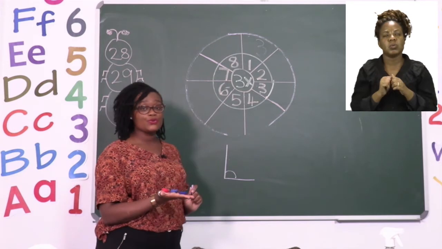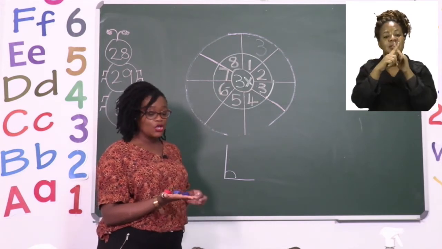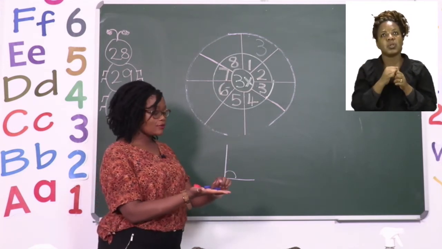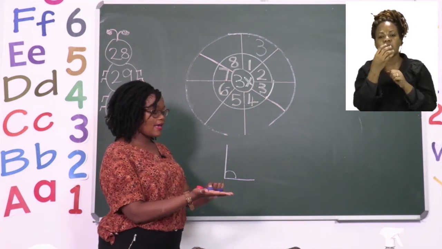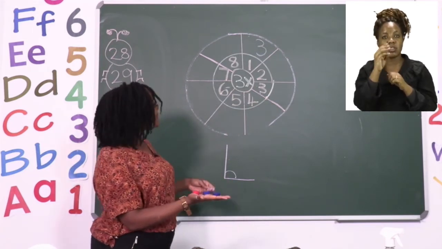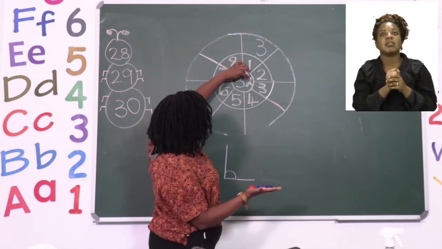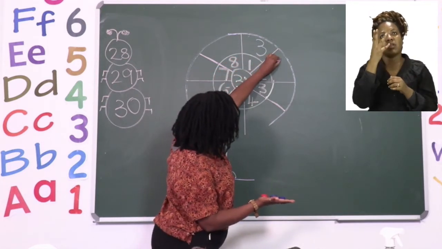3 times 2, which means I'm counting on. So from 3, I count on 4, 5, 6. So our answer for 3 times 2 equals 6.